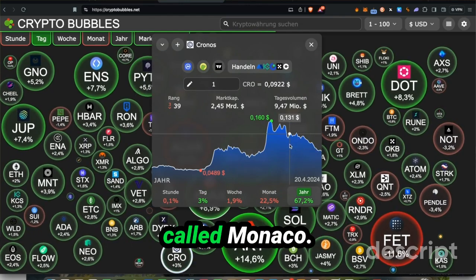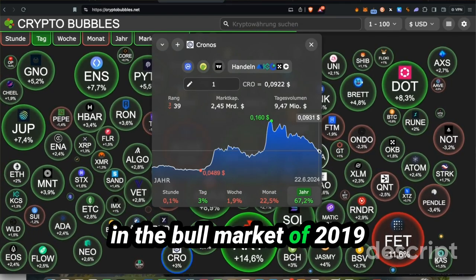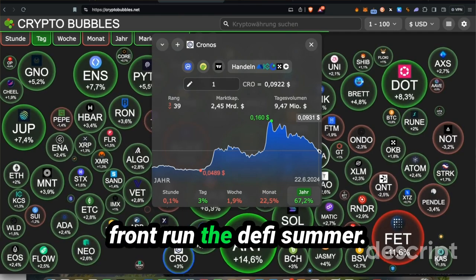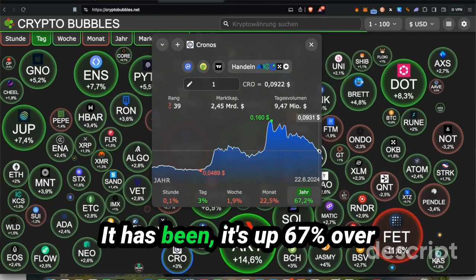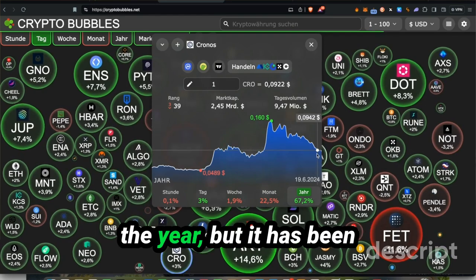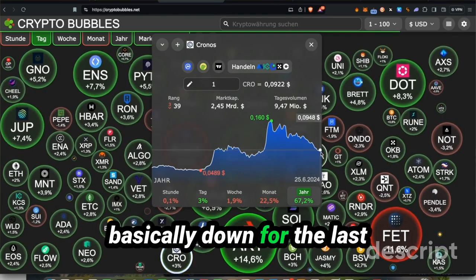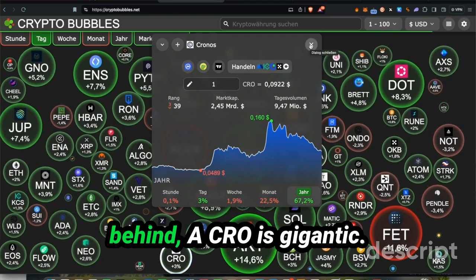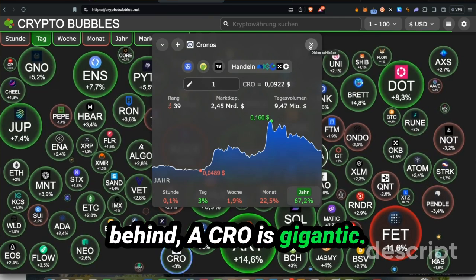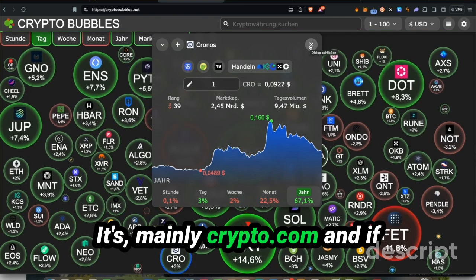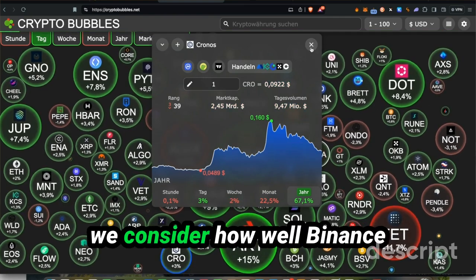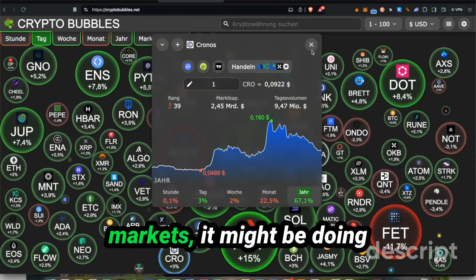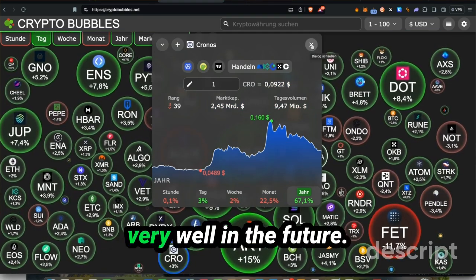CRO used to be called Monaco in the bull market of 2019 leading to 2020. It even front-ran the DeFi summer. It's up 67% over the year, but it has basically been down for the last couple of years, and not much has happened. However, the company behind CRO is gigantic. It's mainly Crypto.com. And if we consider how well Binance has performed over the past bull markets, it might be doing very well in the future.